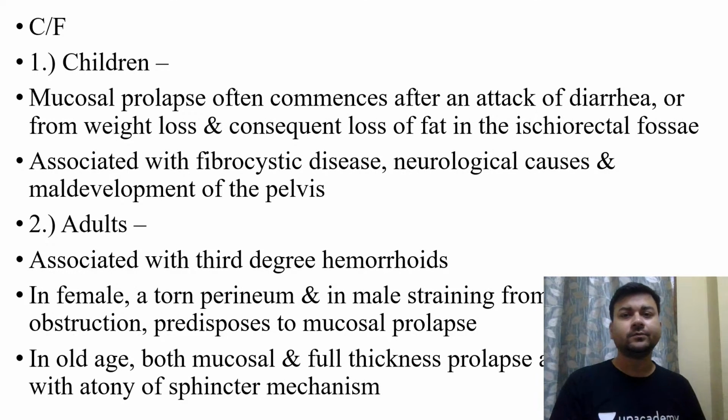Mostly children with rectal prolapse can have certain disorders like maldevelopment of the pelvis, neurological disorders or fibrocystic disease. These problems are associated with rectal prolapse in children. In adults, rectal prolapse is associated with hemorrhoids, mostly third degree or fourth degree. In females there is a torn perineum, and in males, straining from urethral obstruction, whatever the cause, can lead to mucosal prolapse. In old age, both mucosal and full thickness prolapse are associated with atony of the sphincter mechanism. So these are the causes as well as clinical features of rectal prolapse in children and adults.